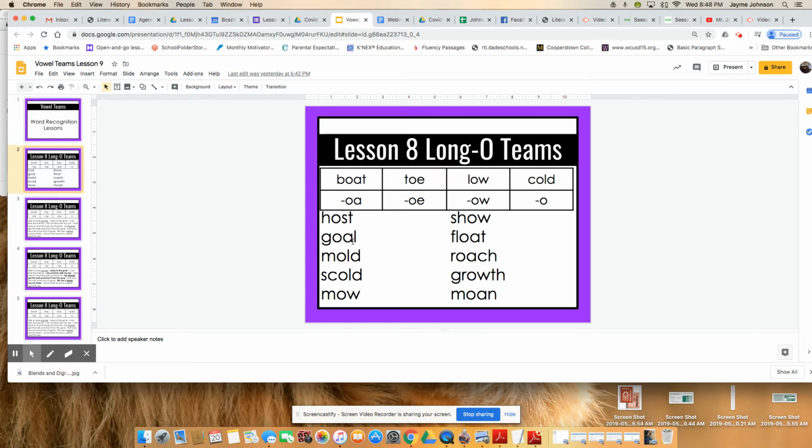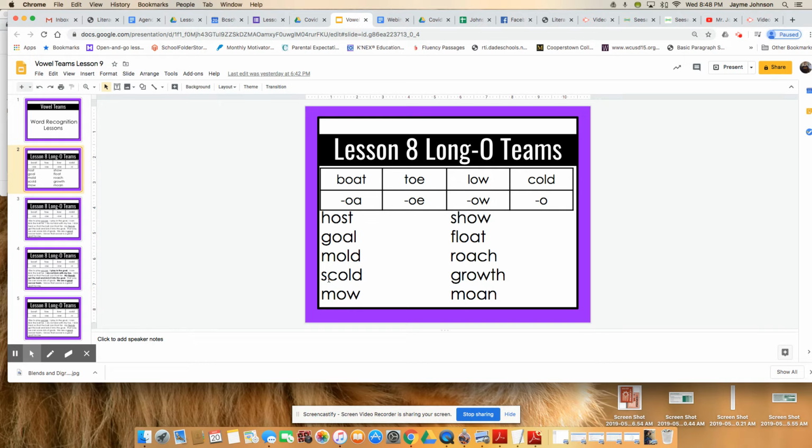Now, let's take a look at our next word. Locate your vowel team. Find your word. I know this word is boat, so this word is goal, goal. Ready? Find your next word. Find your vowel team. Oh, it's got that whole part, doesn't it? I know this word is cold, so this word is mold.